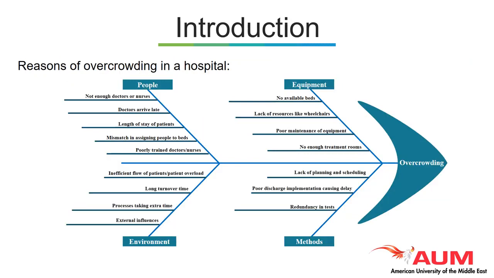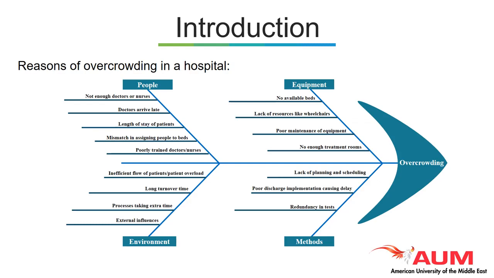The following fishbone diagram shows the possible reasons of overcrowding in a hospital. For example, people: there are not enough doctors or nurses, doctors arrive late, length of stay of patients, mismatch in assigning people to beds, and poorly trained doctors and nurses. In addition, equipment is a reason: there are no available beds, lack of resources like wheelchairs, poor maintenance of equipment, and not enough treatment rooms.